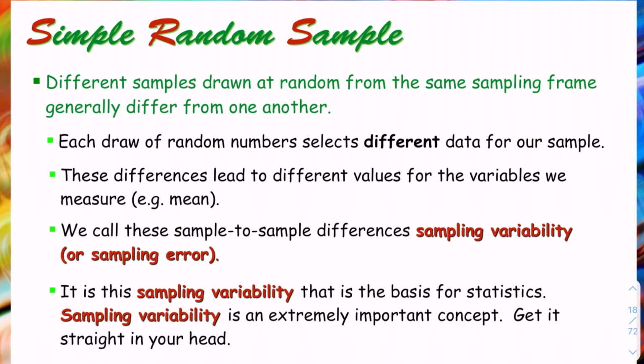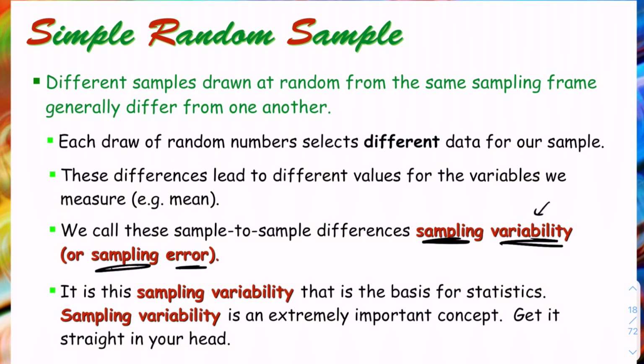on which the theory of working with sampled data is based. So with a simple random sample, different samples drawn at random from the same sampling frame generally differ from one another, which is what we would expect. Each draw of random numbers selects different data from our sample, just like we saw with our randomization. These differences lead to different values for the variables we measure, e.g. the means. We call these sample-to-sample differences sampling variability or sampling error.